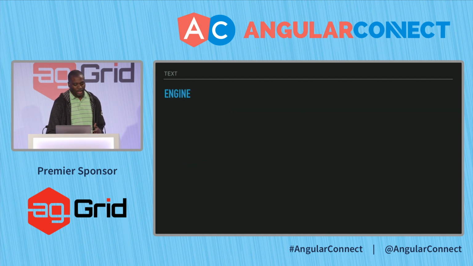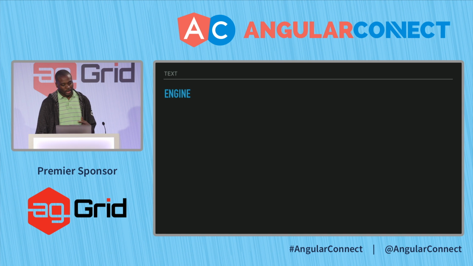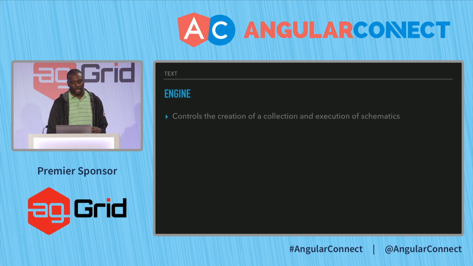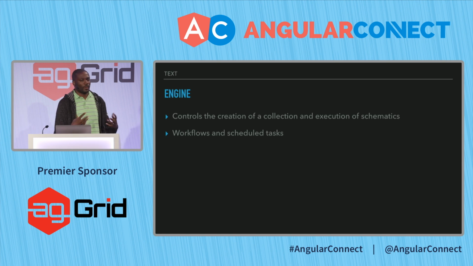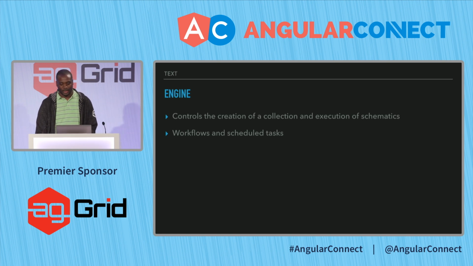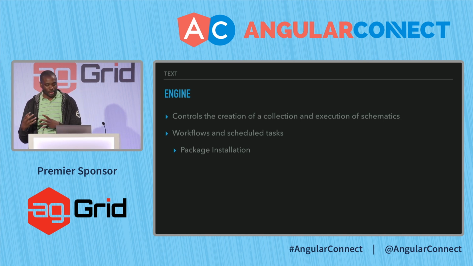So the schematic engine is something that you don't normally interact with directly. The Angular CLI uses it internally to control the creation of a collection and execution of the schematics. It does things underneath like create workflows and schedule tasks, such as package installation using the package manager that it detects from your system.